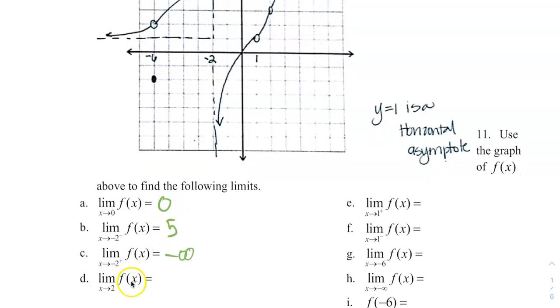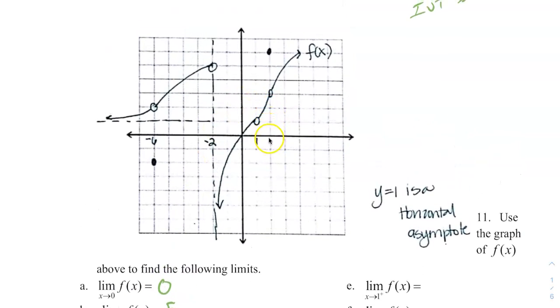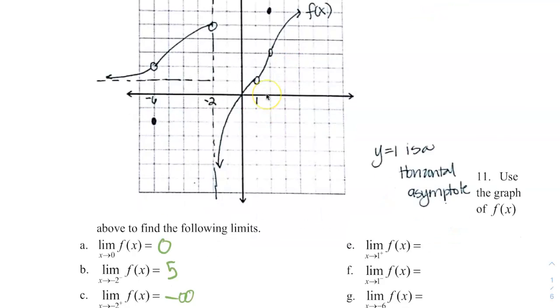The limit as x approaches 2, so just positive 2. So here's 2. From the left, you go to 3, and from the right, you go to 3. So just 3.